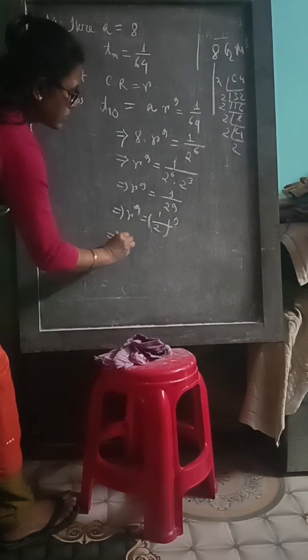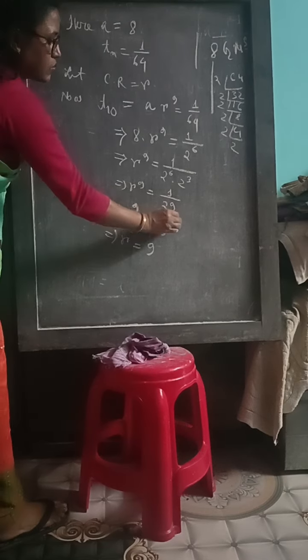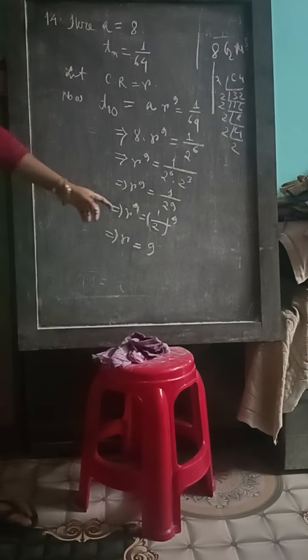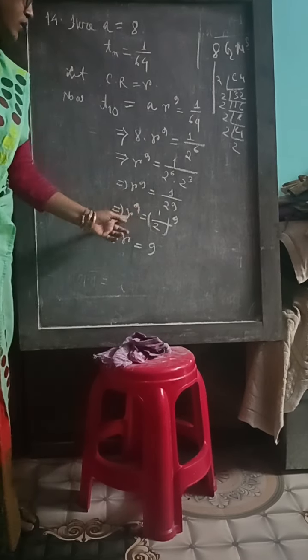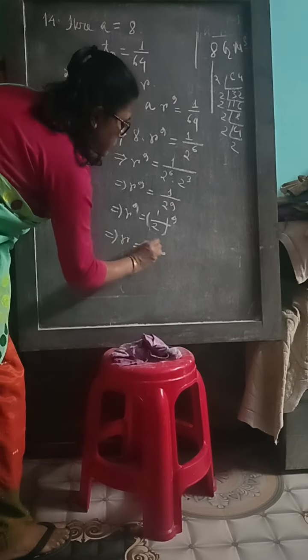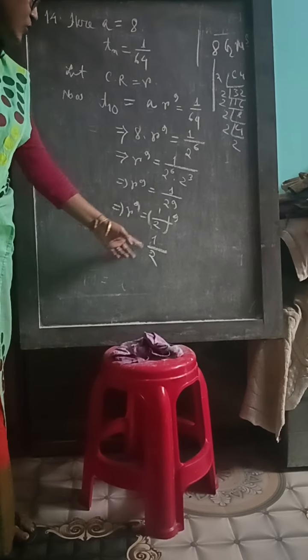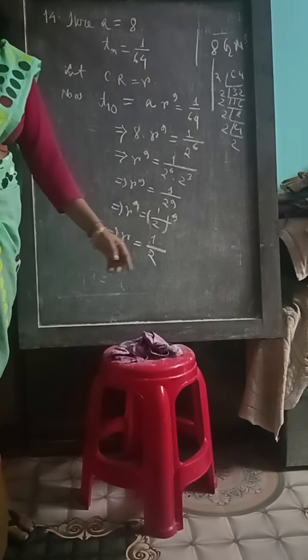Since the powers are equal, you know it. You already knew this. Since this is equal to this, so R is equal to 1 by 2. So you have seen. So R is equal to what? 1 by 2.